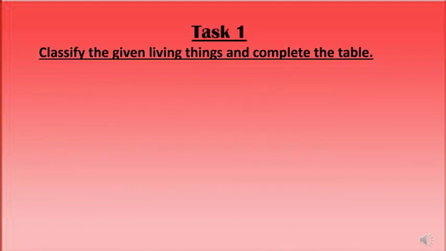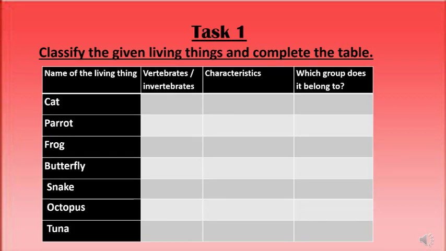Now I'm going to explain today's task for you. What you are going to do is classify the given living things and complete the table. Here I have given 7 different living things, and you are going to classify them into vertebrates and invertebrates, and also write 2 characteristics for each living thing, and identify which group it belongs to.